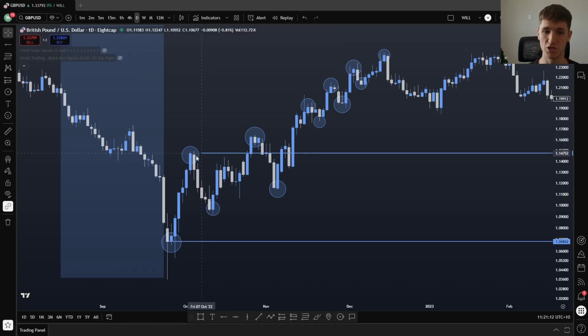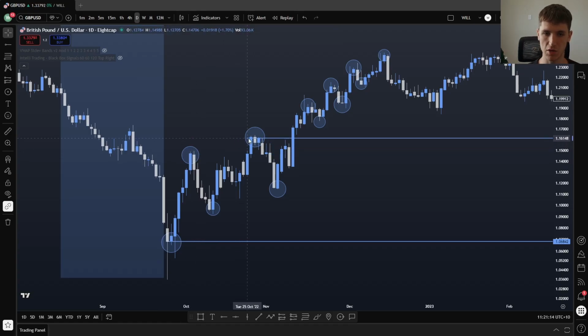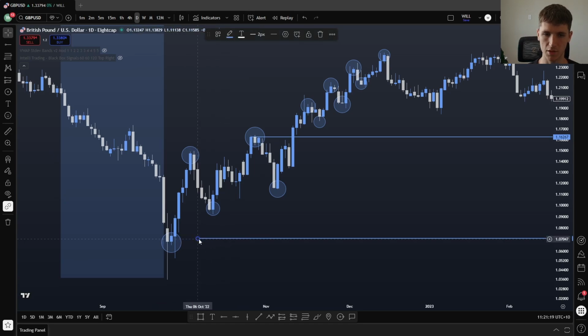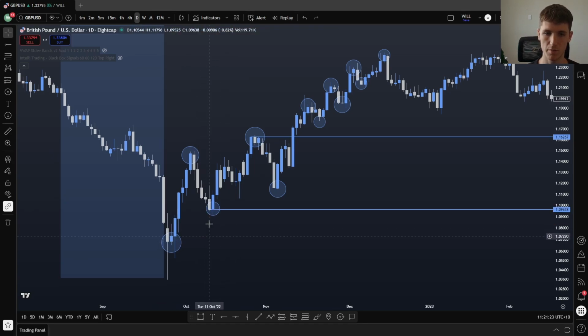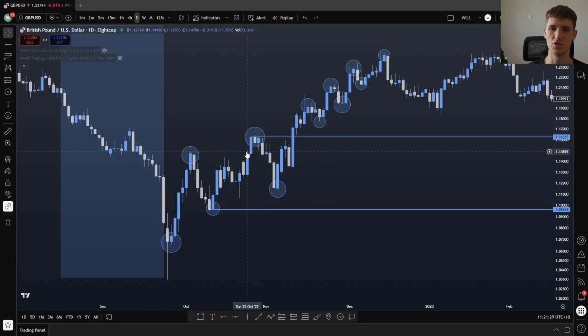Now what I'm going to do is shift this ray to this high. Beautiful. Now I'm going to shift this ray to this low because this is the new range. And I'm going to talk about ranges in future videos as well. But essentially, that's how it works. It's had a break of structure to the upside, move your horizontal ray to this high, move your low to the next low. That's essentially what you're doing.